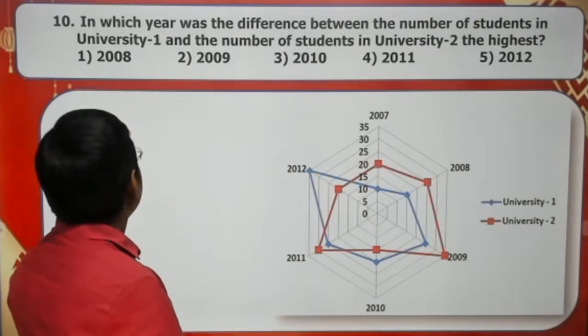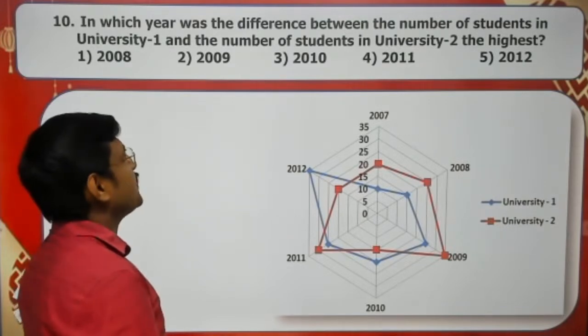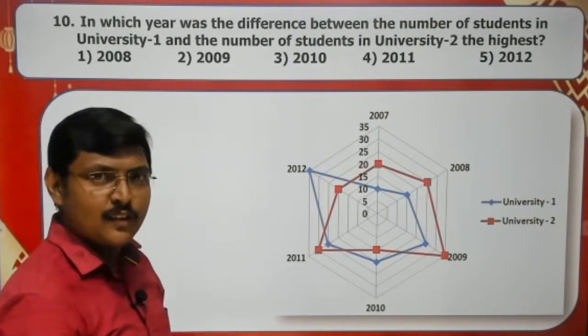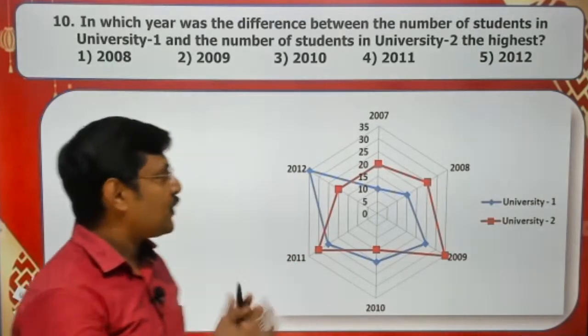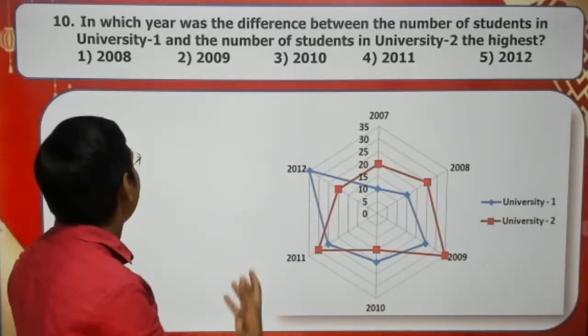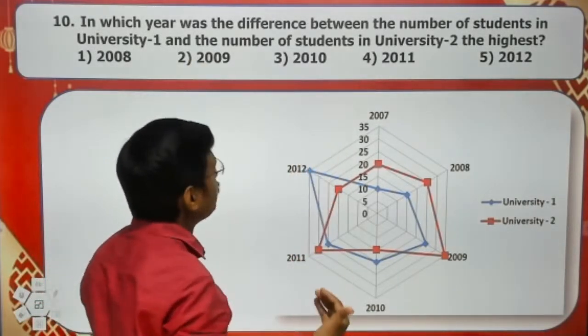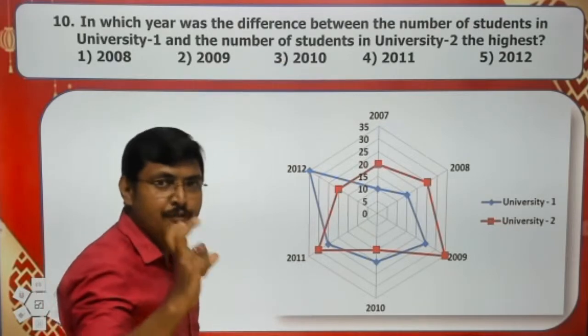Listen. In which year was the difference between the number of students in University 1 and the number of students in University 2 the highest? Of course, we can solve that using the table, but for this question, without solving, just looking into that radar graph, we can say the answer. We need to find the year with the highest difference between University 1 and University 2.